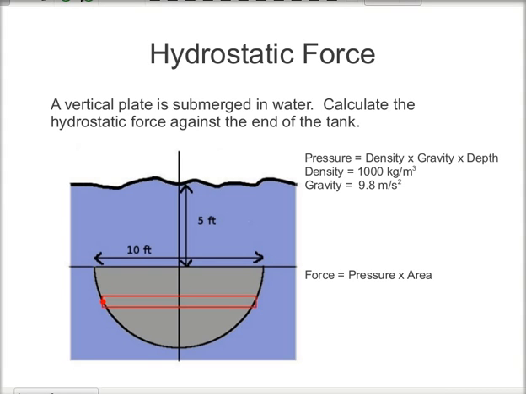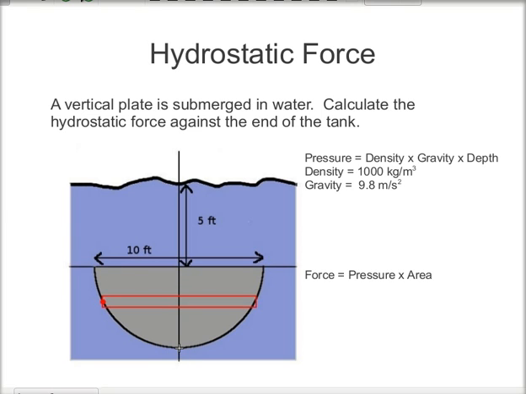For this problem, we're going to look at hydrostatic force. So we've got a tank in the water, and the end of it is this vertical plate, and we want to calculate the hydrostatic force against the end of the tank. So it's a semicircle, and it looks like it starts out at 5 feet underwater at the top, and then the diameter is 10 feet, so the radius is going to be 5 feet.